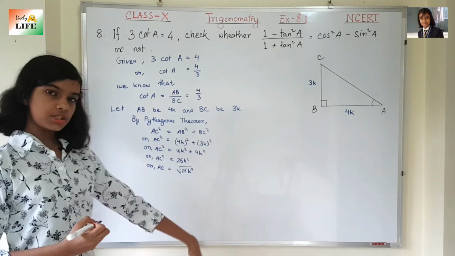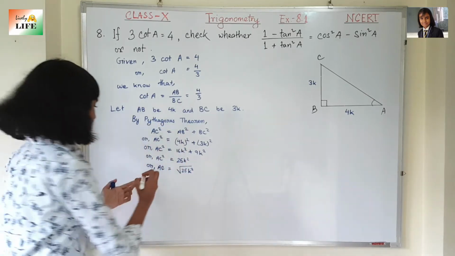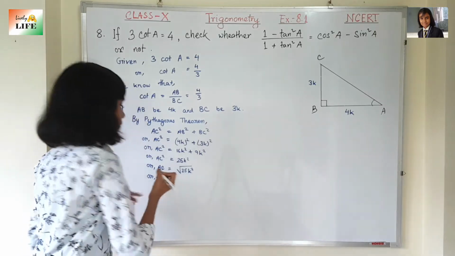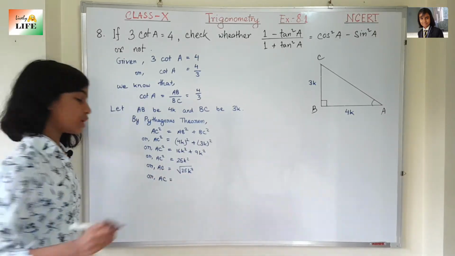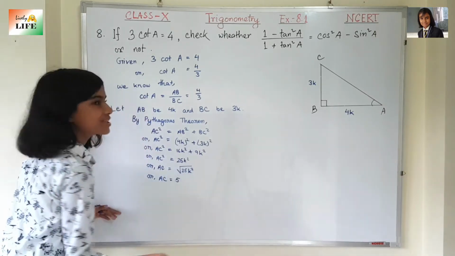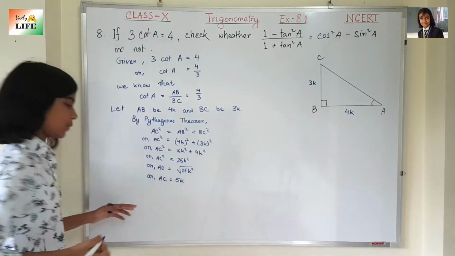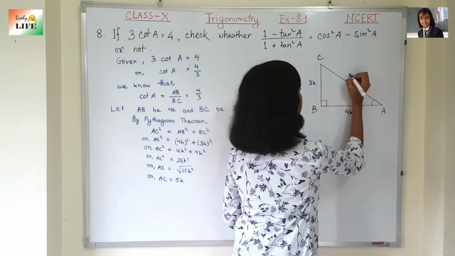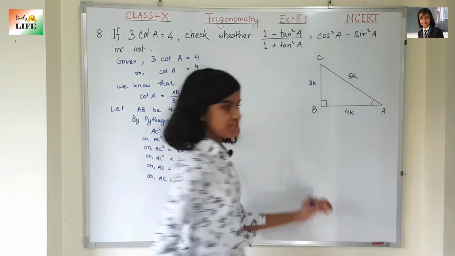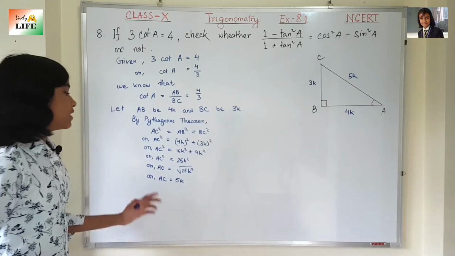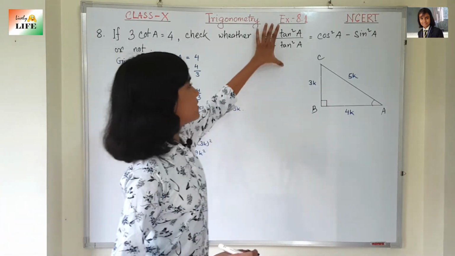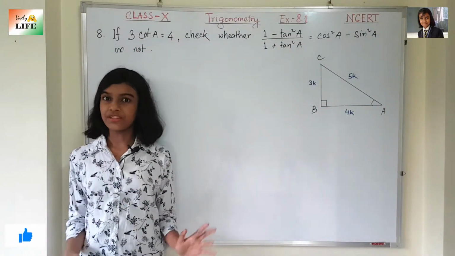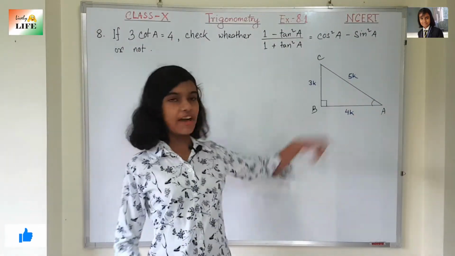Right, AC square is equal to 25K square, then AC is root of 25K square. What is root 25K square? Root 25 is 5, and root K square is K. So AC is 5K. We have found out the value of AC, the hypotenuse. It is 5K. Now we are going to find whether this is equal to this or not.